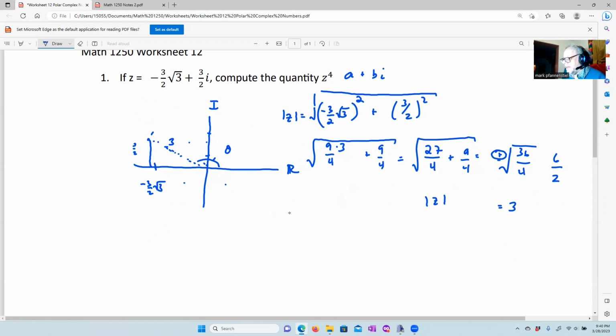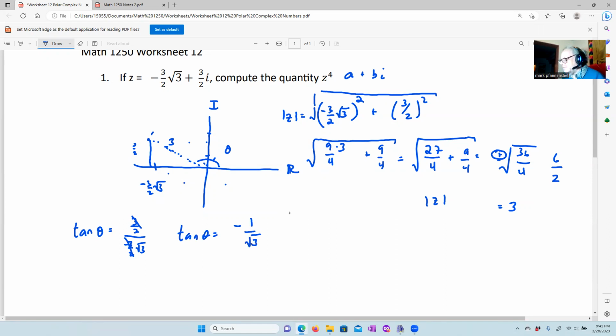Now we have to figure out theta. So what we're going to do is ask, what relates the opposite side and the adjacent side to the angle? Wait a minute, I know that. That's a trig function, that's the tangent of theta, which is equal to the opposite side, 3/2, divided by -3/2 times the square root of 3. Well, I hope you can see that this bit here is going to cancel. So we have the tangent of theta is equal to -1 over the square root of 3.